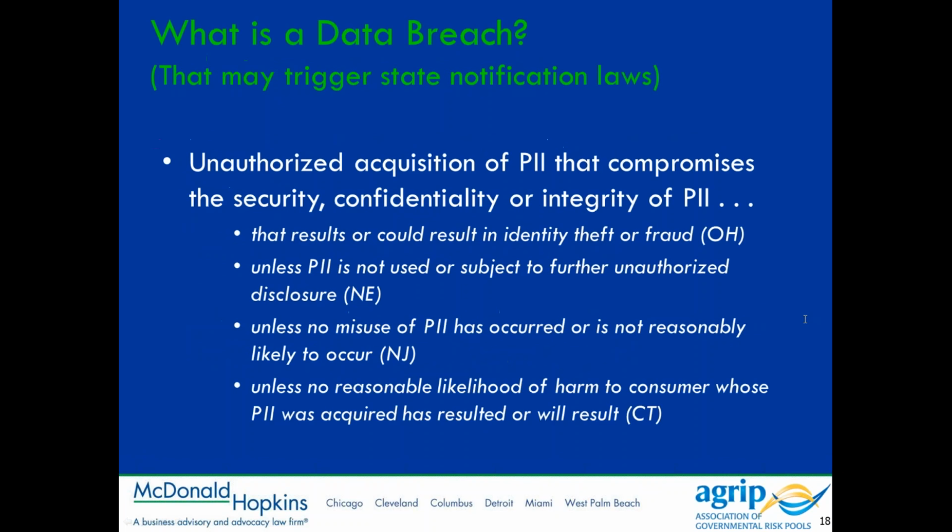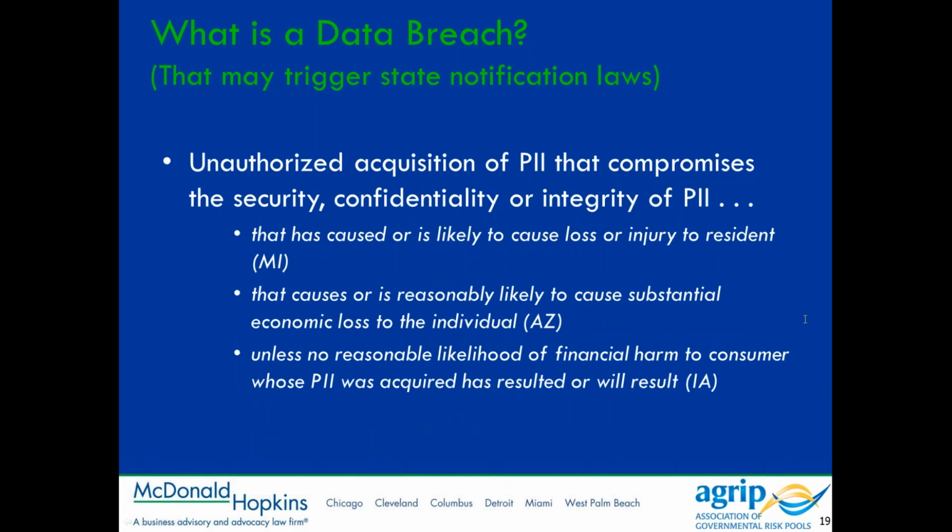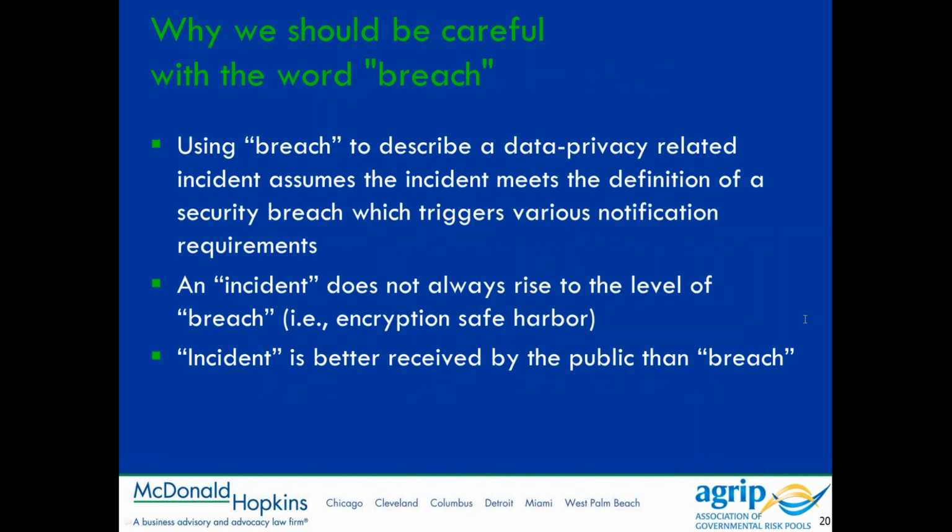And once you get through that, most of the states also have what they call a risk of harm threshold. So even if you have an unauthorized acquisition or access or use of information, it has to also trigger the risk of harm threshold in the state. So it's a breach unless there's no misuse of personal information, unless there's no reasonable likelihood of harm, for instance, unless there's been a financial loss or injury. And so again, this continues to underscore the fact that we want to make sure we don't call it a breach until we really look at all of these statutes and truly determine that we have a breach. And if you haven't heard it enough, here's another slide on it.